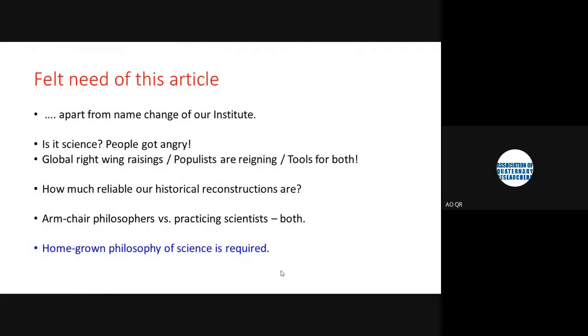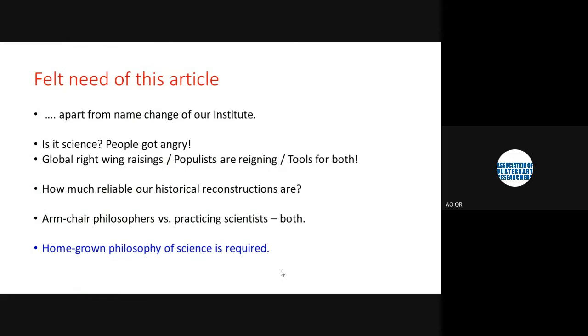So, what is the felt need for this article? Apart from the name change of our institute, there are two questions that were in my mind, and I thought you will also have the same questions in your mind if I explain what these questions are. The first question, I'll just give some background.